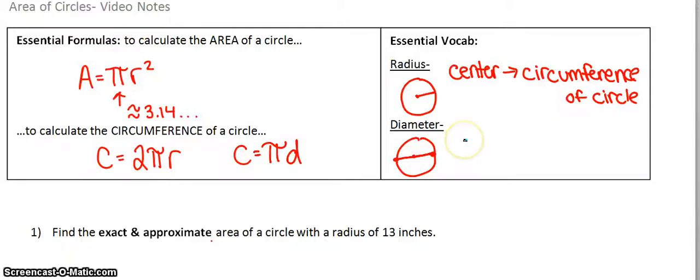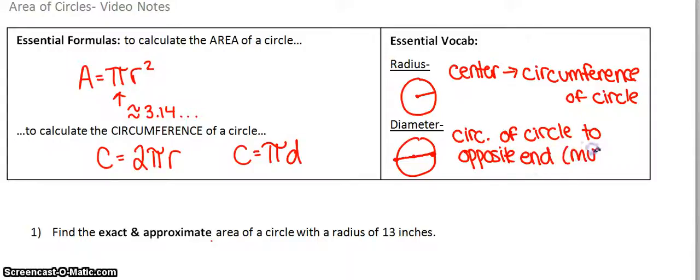And a diameter basically cuts straight through the circle. So it goes from the circumference of the circle, and I'm just going to abbreviate that, to the opposite end. But it must pass through the center. That's key. Okay, so this, don't even draw this, because that is not a diameter. That's what we call a chord, which we'll study later. The diameter has to go through the center.